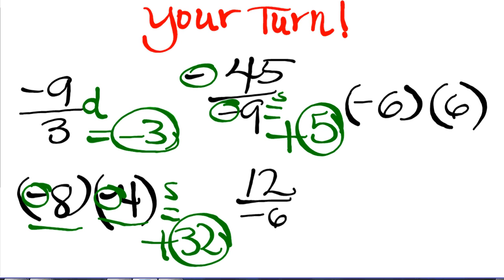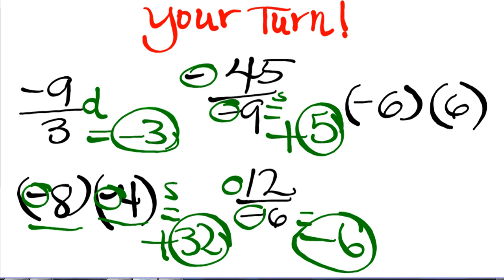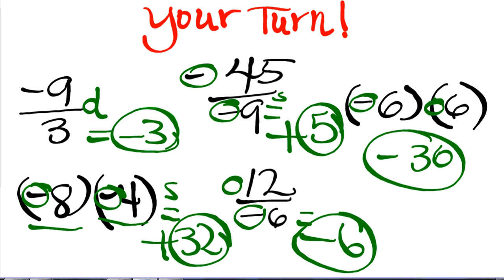Our next example, we have 12 divided by negative 6. These have different signs, so my answer is going to be negative. And then we divide the regular way. 12 divided by 6 is 6. So my answer is negative 6. In our last example, we have negative 6 times 6. So we're going to multiply these two numbers. We get 36, and we notice that our signs are different, so therefore my final answer is negative. So my answer is negative 36.